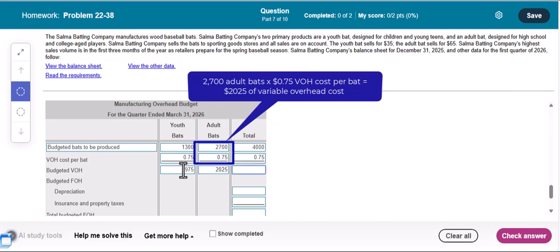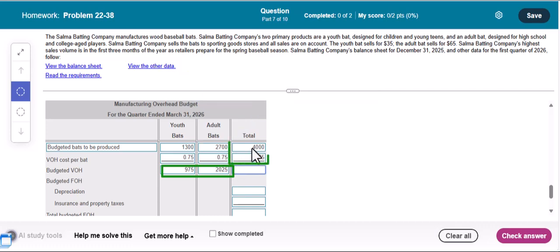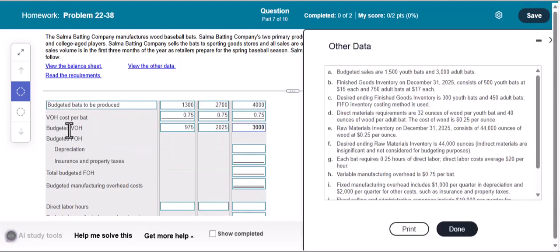And then this one, you can either add the budgeted variable overhead across this way for the youth and adult bats, or you can just take this total of 4,000 and multiply that by 0.75. And that is going to give us a total of 3,000 budgeted variable overhead. So we now have our budget for our variable overhead costs.